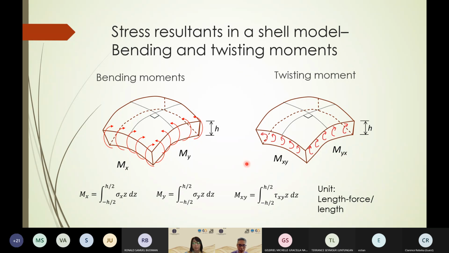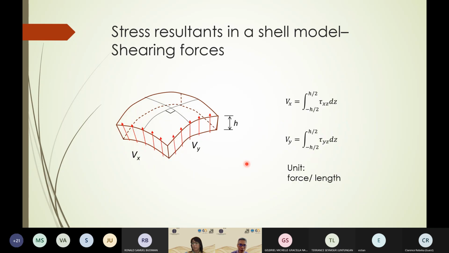And the third group of forces that develop in continuous shells is shearing force. Normally in design, this is not very important, except if there is a very large concentrated force, then it becomes important. And the unit is force per unit length. Those are the forces in continuous shells.